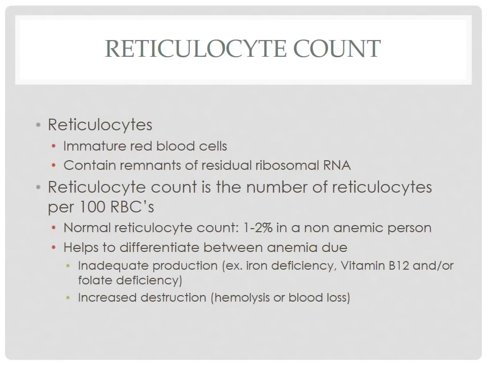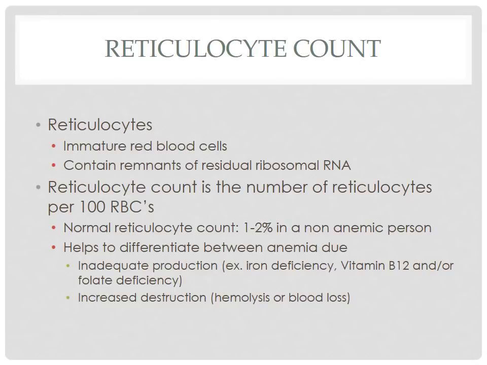Reticulocytes are immature red blood cells, and they're identified by a couple different features. They are larger than red blood cells, and they also have residual ribosomal RNA. As red cells mature, they do not have a nucleus, and there are no remnants left in there. When you do a reticulocyte count, you're looking at the number of reticulocytes in 100 blood cells. Normally your reticulocyte count should be about 1 to 2 cells of those 100 in a non-anemic patient.